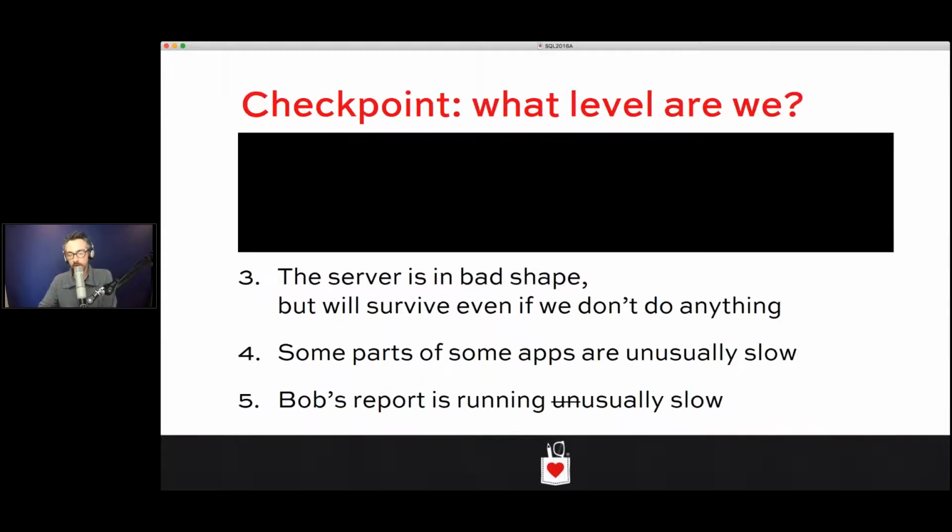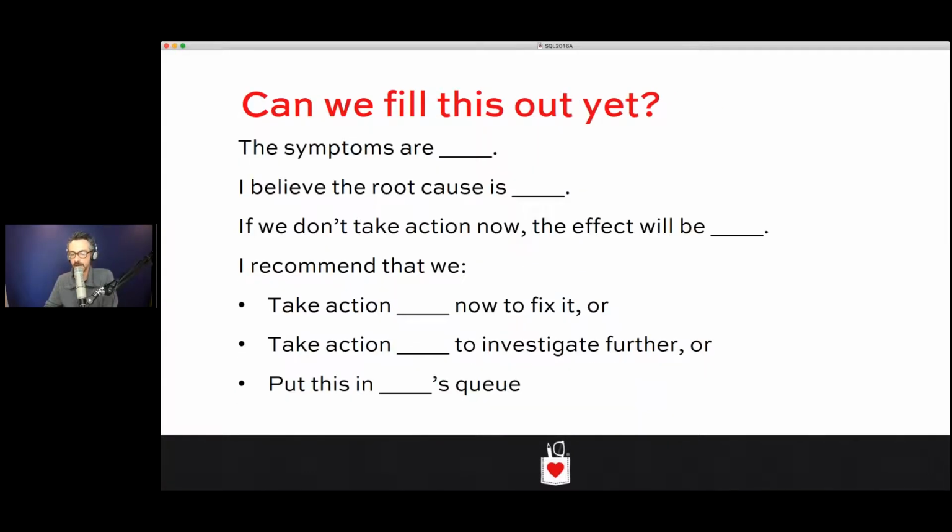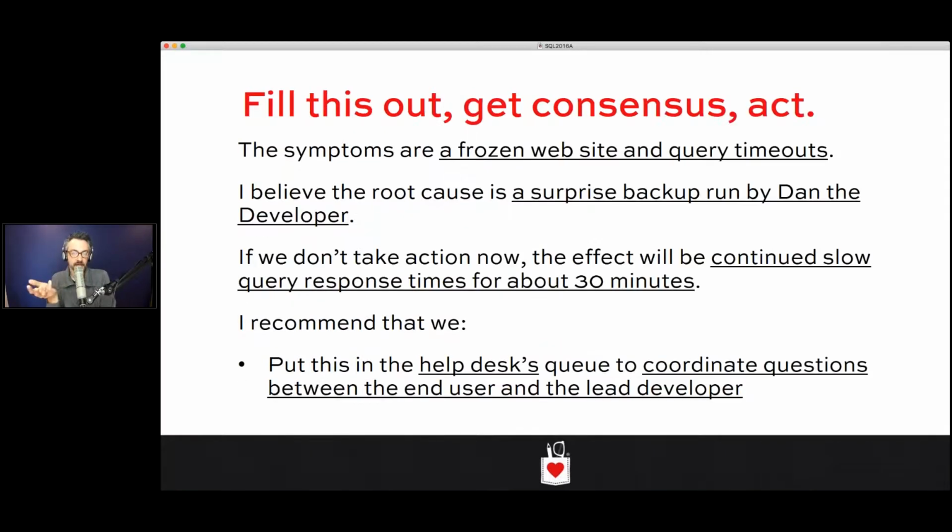And because it's prioritized, it helps me figure out which level I'm at based on the warnings that I get. For example, let's say that the symptoms are the same. It's a frozen website and query timeouts, and the root cause is a surprise backup that's being run right now or a CheckDB that's being run right now. If I don't take action on it right now, the server will heal itself after another, say, 30 minutes. Based on that, I recommend that we put this in the help desk's queue to coordinate between Dan, the developer who's doing the backups, and anybody who's complaining about query performance.